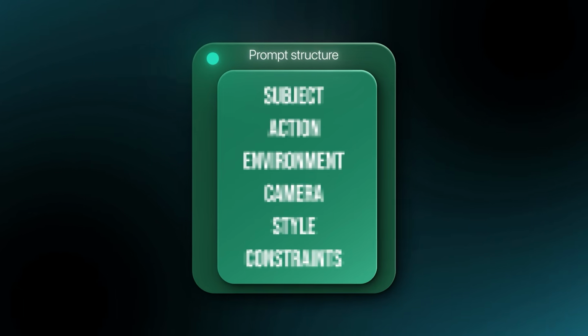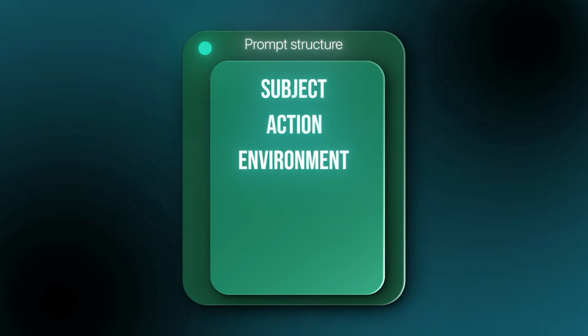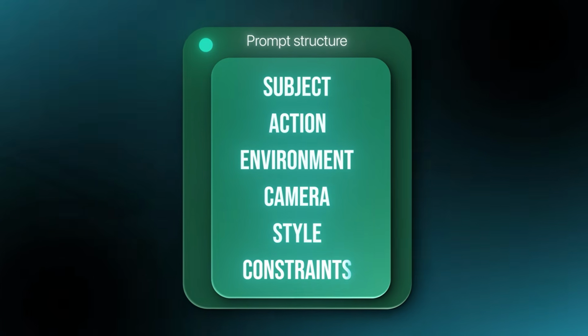Now this next part is honestly the piece that changes everything about how consistent your shots turn out, and that's the prompt structure. Instead of writing random prompts every time, I follow one exact formula: subject, then action, then environment, then camera, then style, then constraints. The subject locks in who the character is and what they look like.